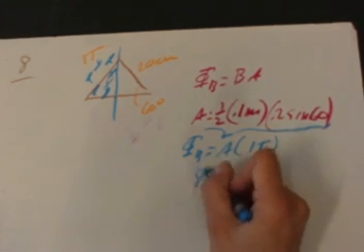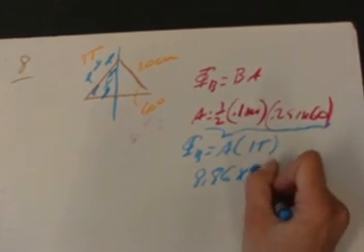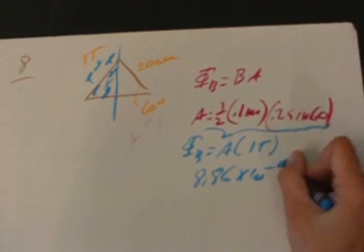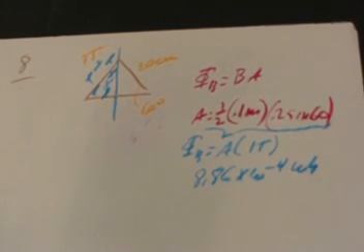I got something like 8.86 times 10 to the -4, and the units of flux are Webers. So that would be the magnetic flux.